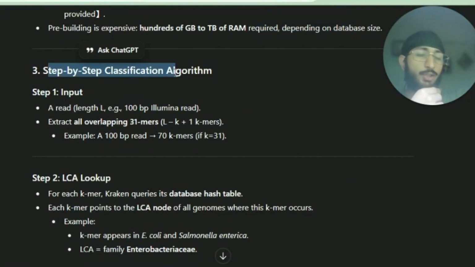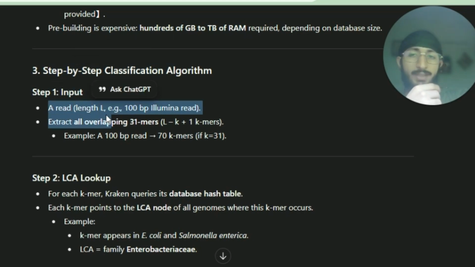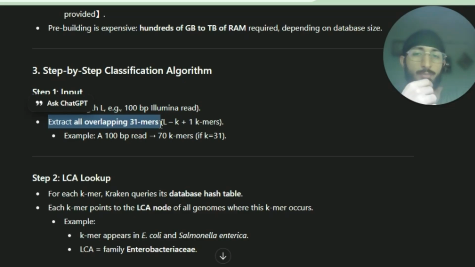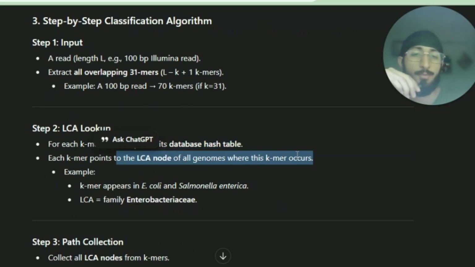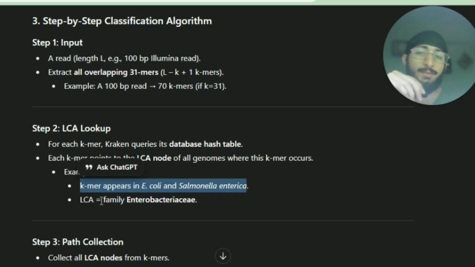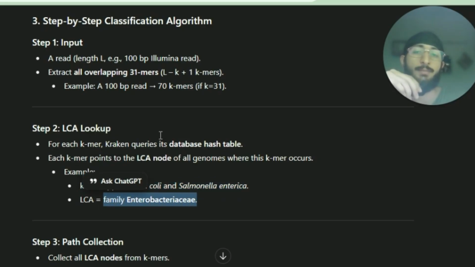So, step-by-step classification algorithm. Step 1 is to take the input, a read of length L, for example, 100 base pairs Illumina read. Then extract all overlapping 31-mers, L minus k plus 1 k-mers. A 100 base pair read basically gives 70 k-mers, right? If k is equal to 31, according to this formula, L minus k plus 1. LCA lookup for each k-mer: Kraken queries its database hash table. Each k-mer points to the LCA node of all genomes where this k-mer occurs. Example, a k-mer appears in E. coli and Salmonella enterica. So the LCA is the family Enterobacteriaceae, right?